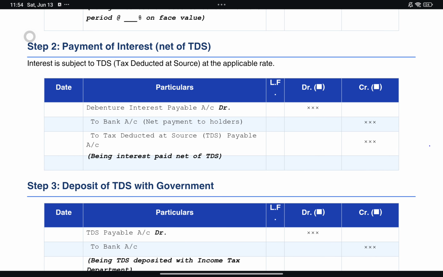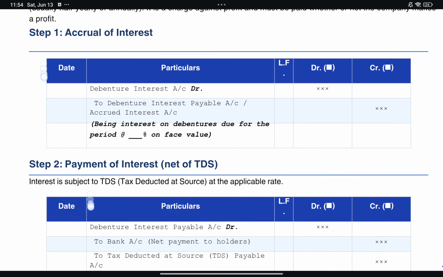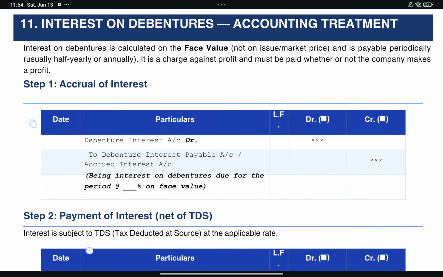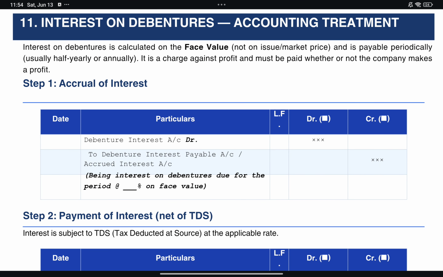This is the third video of company accounts, that is issue of debentures. Today we are going to study the topic interest on debentures. See, what are debentures? I told you that debentures are certificates acknowledging debt of a company. So when a company borrows money from the public through debentures, it must pay a fixed interest to debenture holders, whether it earns profit or loss. So interest on debentures is a charge against profit.